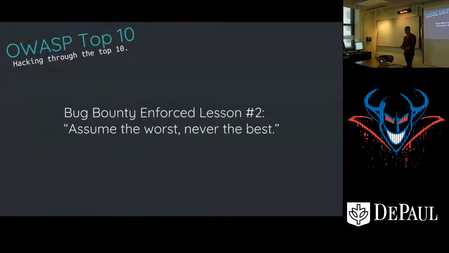So, lesson number two, assume the worst, never the best. What I mean by that is don't trust the users ever, right? So don't ever trust that anyone is going to be putting in things that you expect. And as a developer, you should never trust that your user is going to be competent and put in the right things. And I'm not saying that you have stupid users, but stupid people exist and bad people exist. And some bad people like to do bad things with your applications, right?